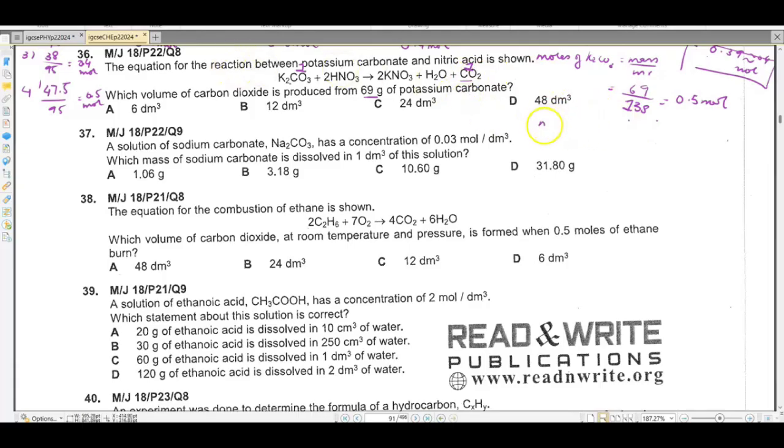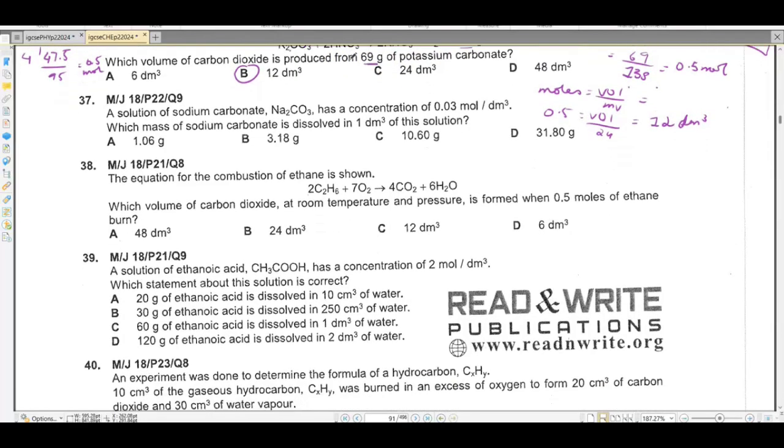And volume we can find by the formula, moles is equal to volume by molar volume. So moles are 0.5, volume we are finding, and the molar volume, since the answer is in decimeter cubed, is 24. So 24 into 0.5 is going to give us 12 decimeter cubed of carbon dioxide produced from 69 grams of potassium carbonate. So B is our correct option.